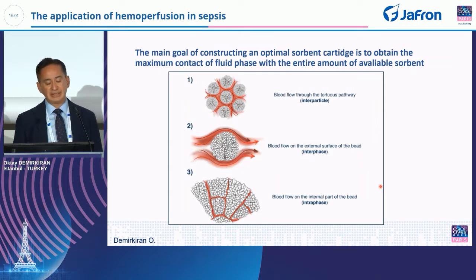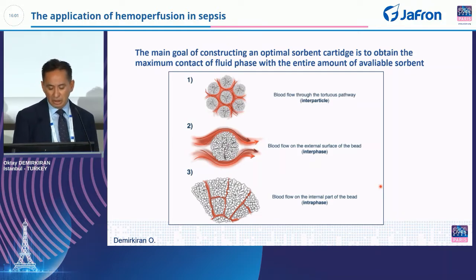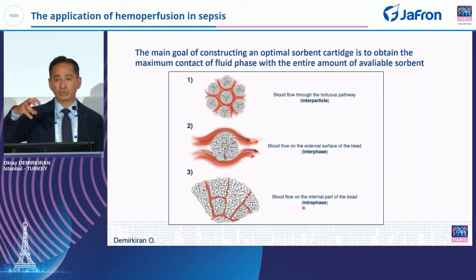There are three phases, as you see here. In the interparticle phase, the blood flows through a tortuous pathway. In the interphase, the blood flows on the external surface of the bead, and the intraphase is the blood flow on the internal part of the bead.